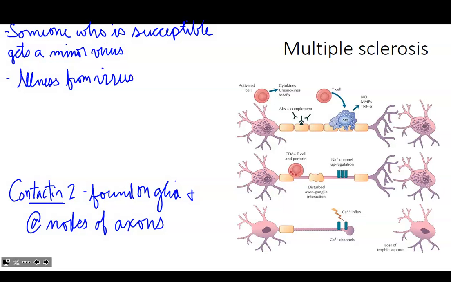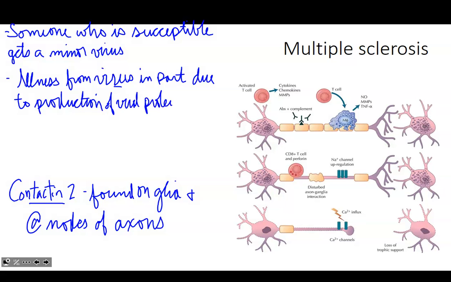If you know anything about viral life cycles, right, they hijack cells and cause the cells to produce their own proteins. Well, the illness from the virus is in part due to production of a viral protein that looks a lot like contactin 2 structurally.